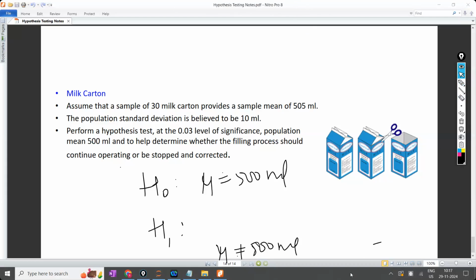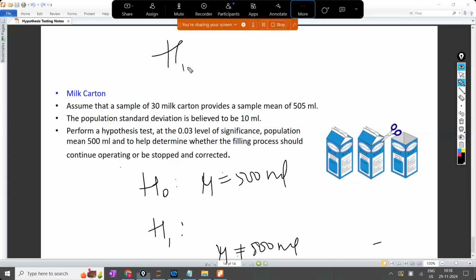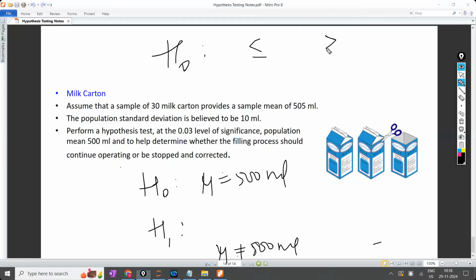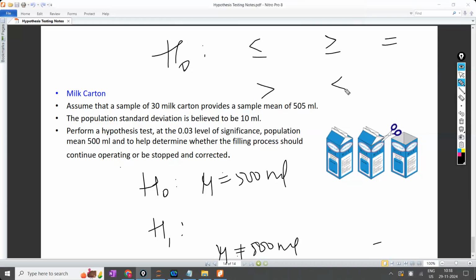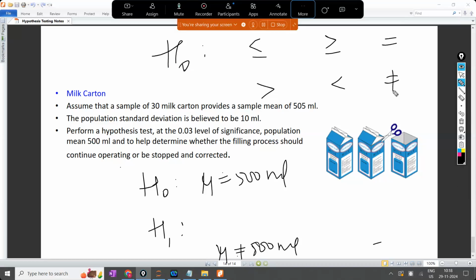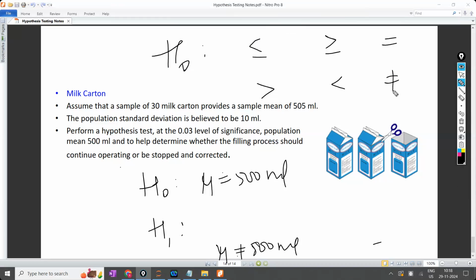If you are taking more than 500 ml and less than or equal to, the second point is that only the null hypothesis will have the equal to symbol, whether it is less than or equal to, greater than or equal to. Only the null hypothesis will be associated with equal to. The alternate hypothesis will never have the equal to symbol. Less than or equal to means greater will be there, greater than or equal to means less will be there, equal to means not equal to will be there, but it will not be in terms of like this.